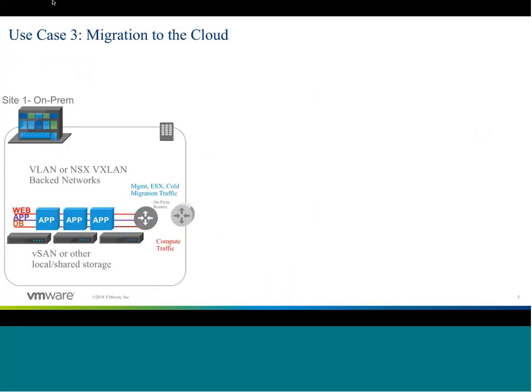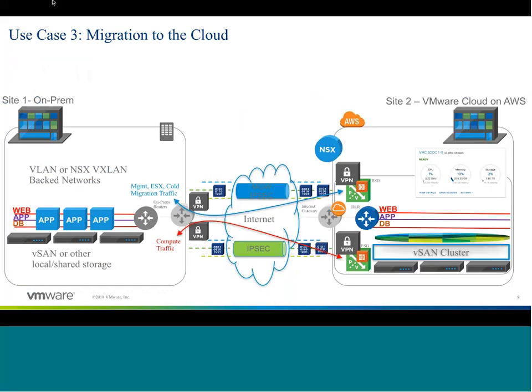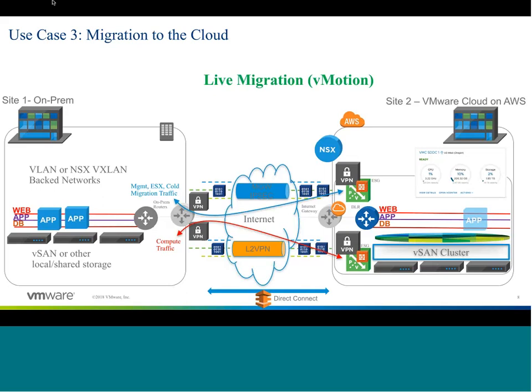Third use case, migration to the cloud. So you may have workloads on-prem. Either you want to move some of these workloads, or perhaps you want to do a complete data center evacuation and move everything to the cloud. Again, click of a button, deploy an SDDC in the cloud, leverage the different connectivity options we have, whether it's IPsec, L2 VPN, Direct Connect, and we support cold migration, and then with Direct Connect, we also support live migration or vMotion to the cloud.